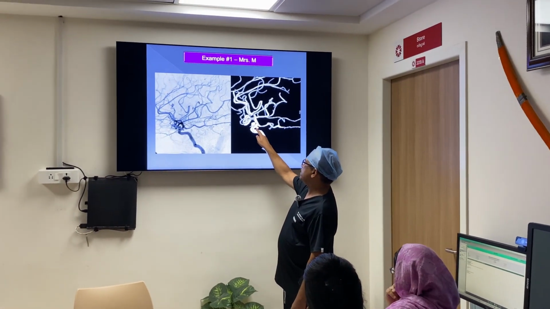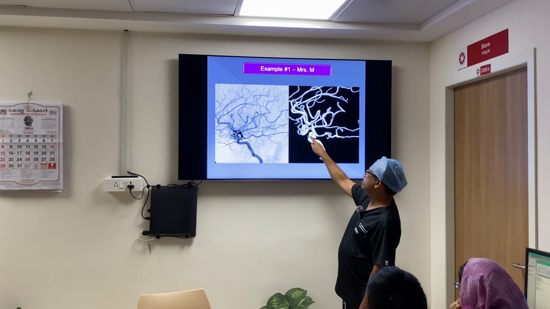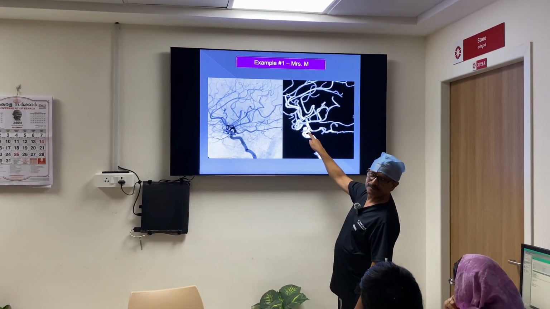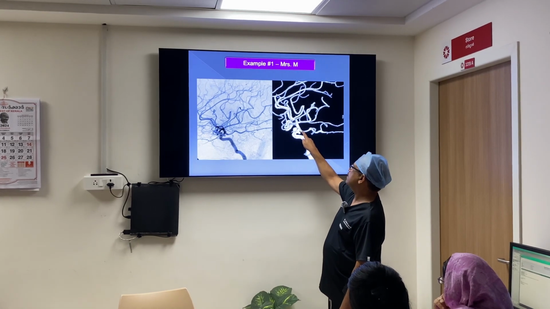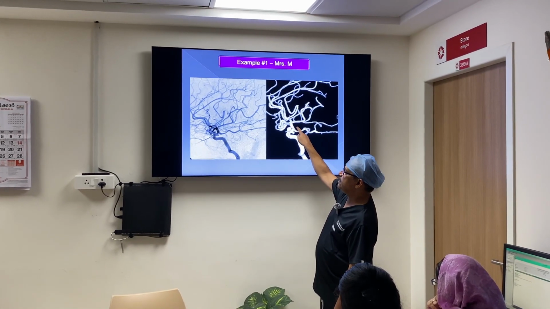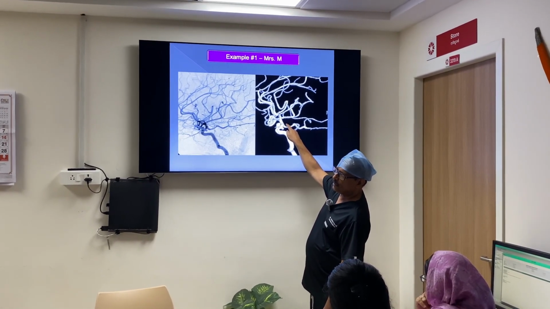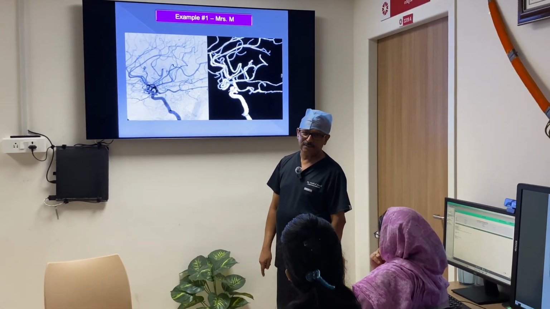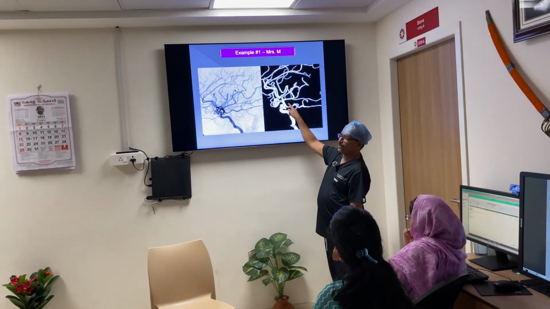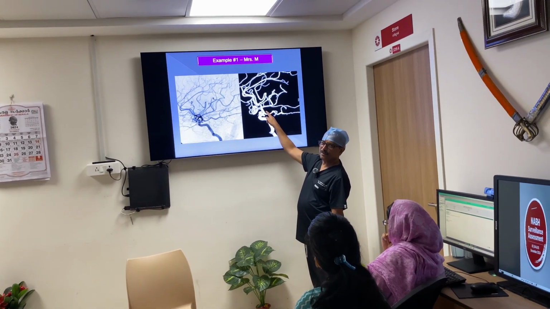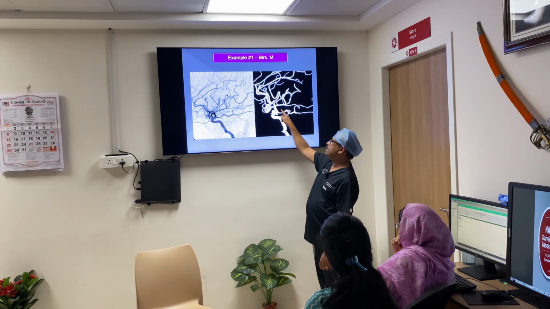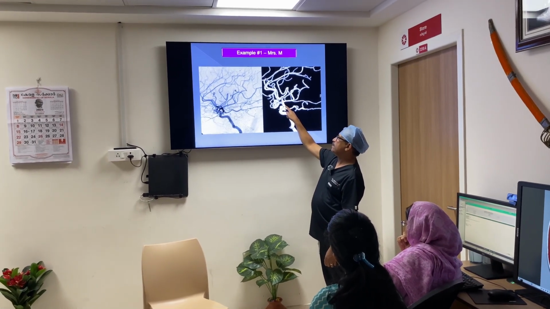So this segment from ophthalmic to PCOM is called the posterior communicating segment. The next vessel immediately after this is called the anterior choroidal. So an aneurysm in and around the anterior choroidal we call a choroidal aneurysm, an anterior choroidal aneurysm.